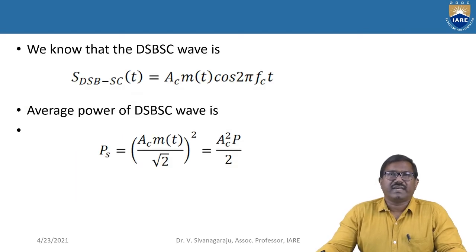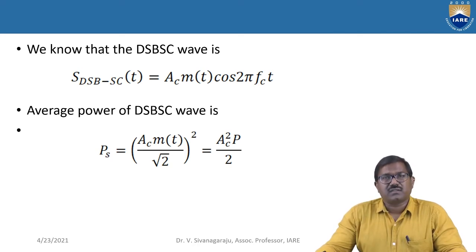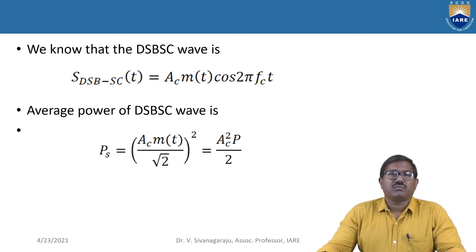So first, S of t, that is S DSB-SC of t, which is nothing but Ac m of t cos 2 pi fct. Already we know how to generate a DSB signal. We just apply the product modulator to m of t and c of t, and that we get.